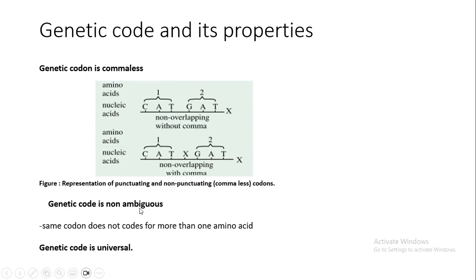Next property is that genetic code is non-ambiguous. This means that the same codon does not code for more than one amino acid. For example, if AUG is encoding for methionine, it cannot encode for another amino acid such as lysine as well. It will only encode for one amino acid, that is methionine. Next property is that genetic code is universal. This means, for example, if AUG is encoding for methionine in bacteria, then it will encode for methionine in eukaryotes, in viruses, in all the living systems.